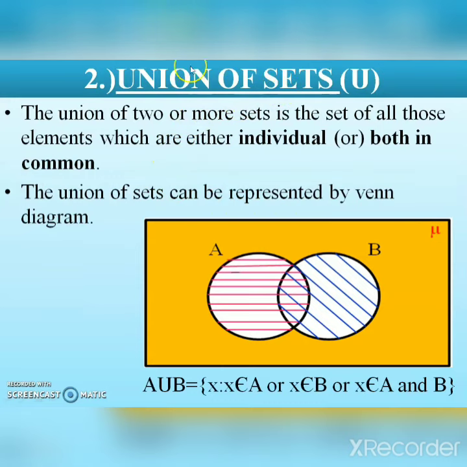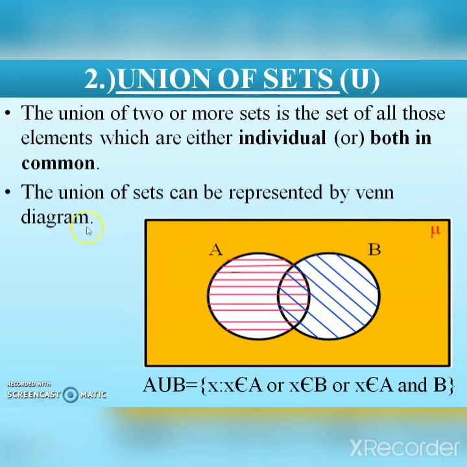Now the second one is the union of sets. Union means combining two things, okay, in general, if we see the English meaning, and this union is represented by U. But in sets, the union of two sets means a set of all those elements which are either individual or both in common. If you see here, as I said, this Venn diagram is represented by a rectangle, and then here we have two circles. So this rectangle is nothing but mu. That is, it consists of all the elements.